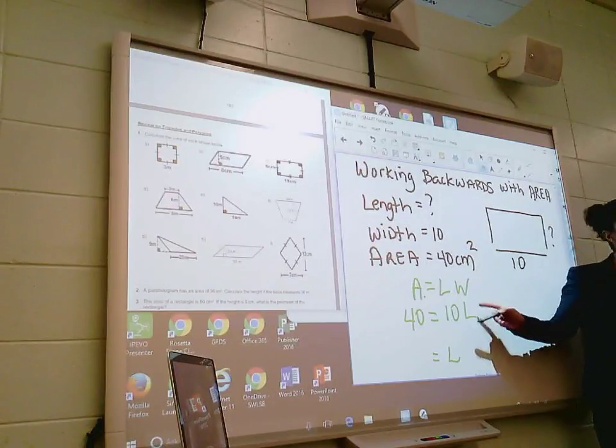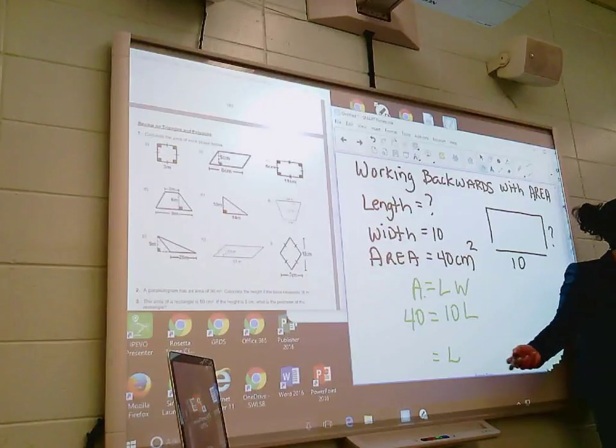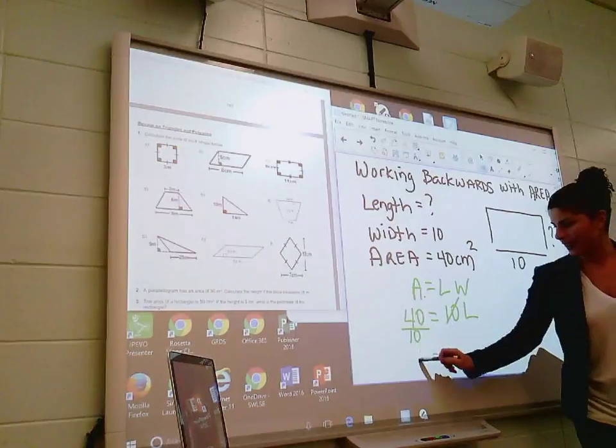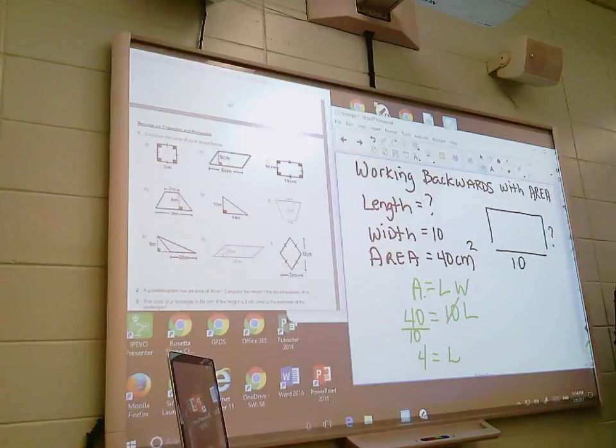So if this was an X, what would you do? Yes. Divide on the other side. So my final answer for length is 4. Does it make sense if I say this is 4, that 10 times 4 is 40? Yeah, that's where I get it from. I work backwards to get that missing dimension.